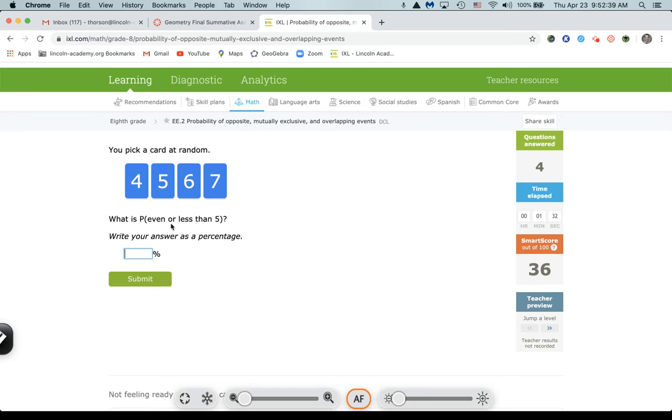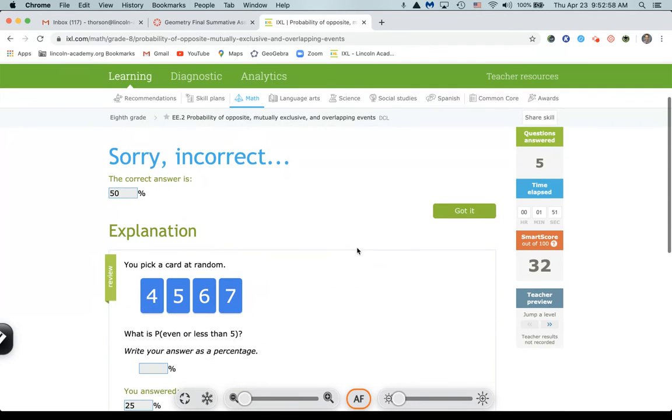So here's an even or less than 5. So again, there's only one number that's less than 5, and that number happens to be even. So there's only 1 chance of getting an even or less than 5. 1 chance out of 4 is 25%. So hopefully these will go pretty quickly. Oh, it's 50%.